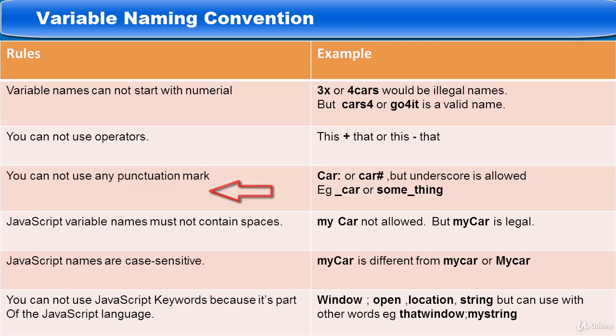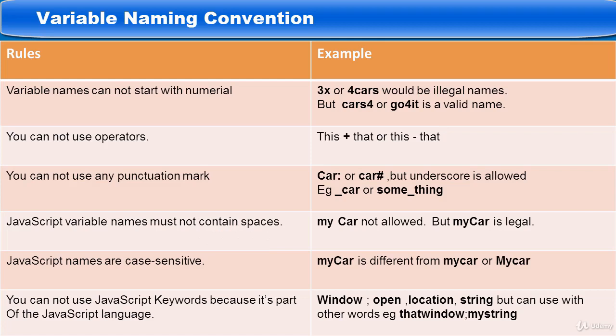That is allowed. JavaScript variable names must never contain spaces, never. For example, you can't name your variable 'my car' with a space. That's not allowed. However, you can give it myCar. That is legal. There cannot be any spaces between variable names.